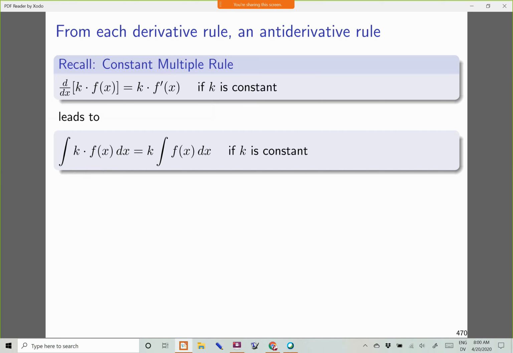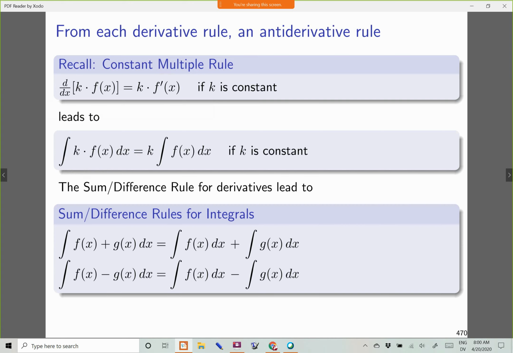Also, we had the sum rule and the difference rule for derivatives. So it would make sense that if you get to take the derivative of each term separately, you could take the integral of each term, or the antiderivative of each term, separately. This only works for pluses and for minuses. It works nicely for differentiation, so it'll work nicely for antidifferentiation to reverse the process. So here's our new things right here.